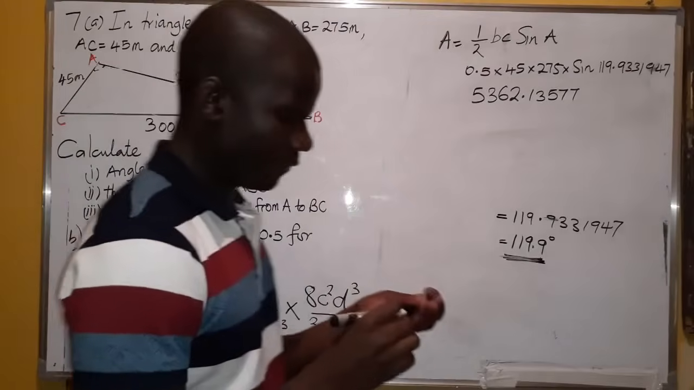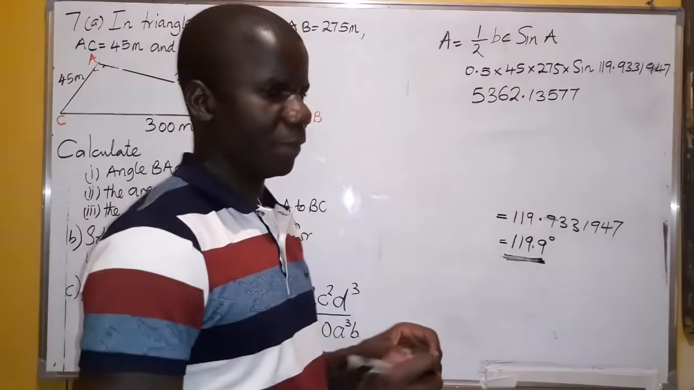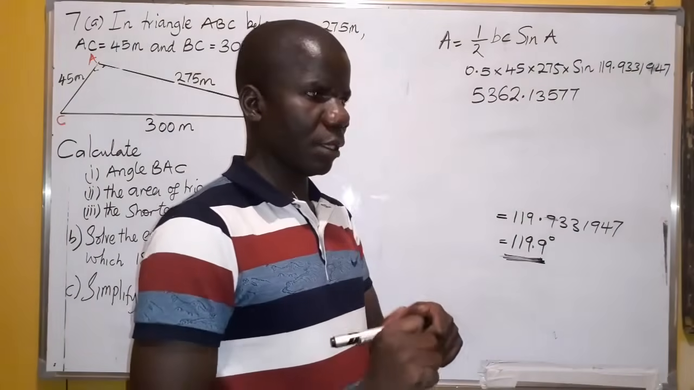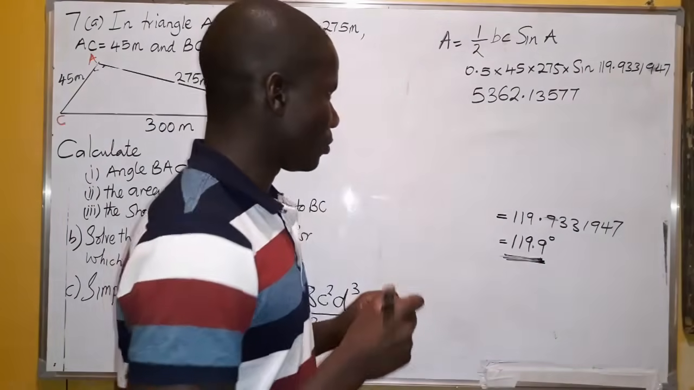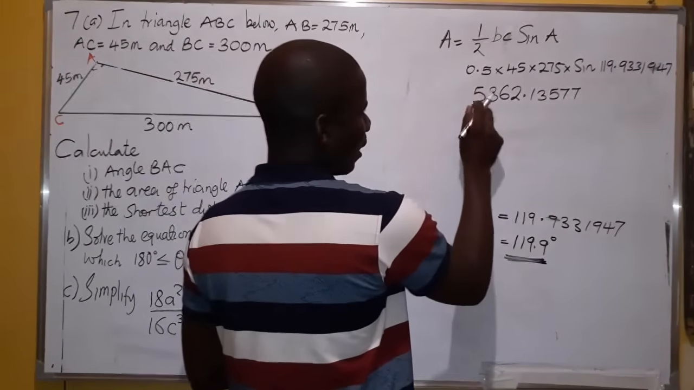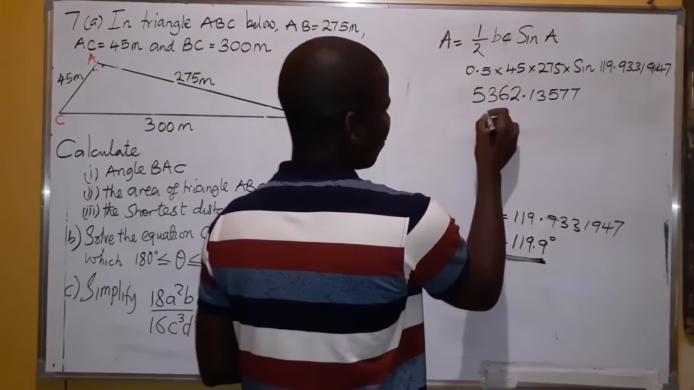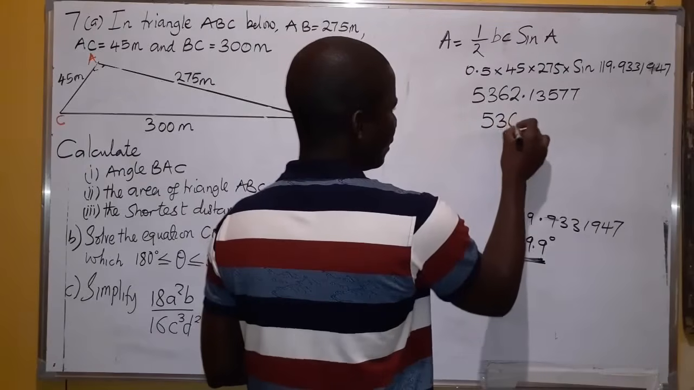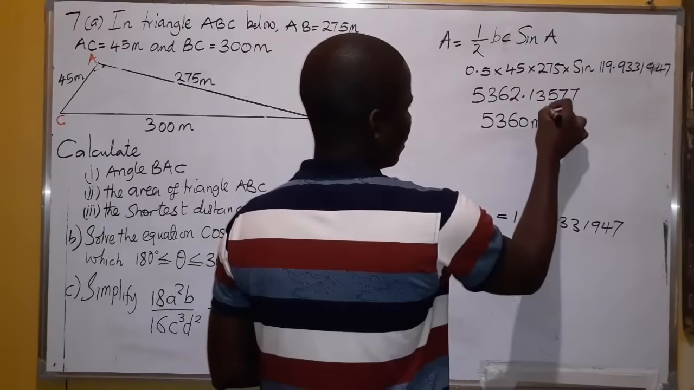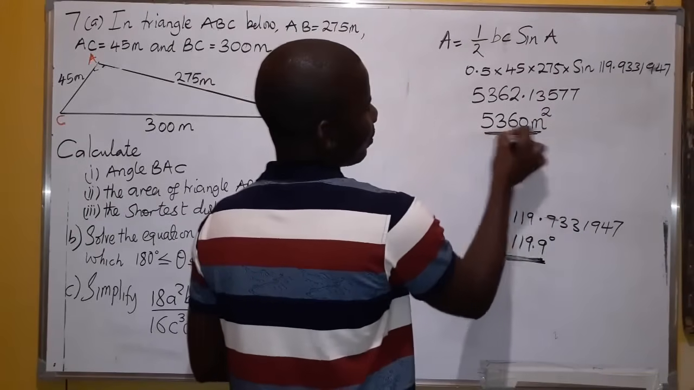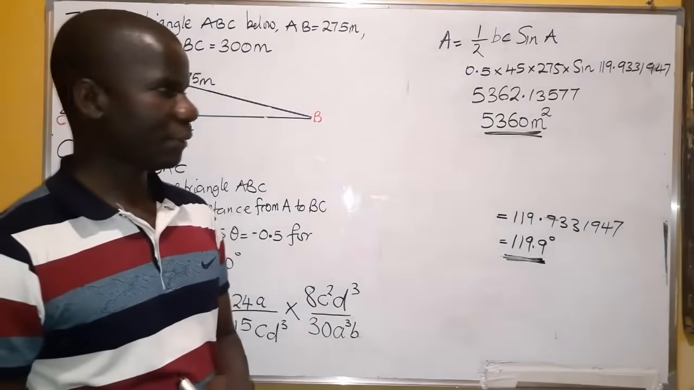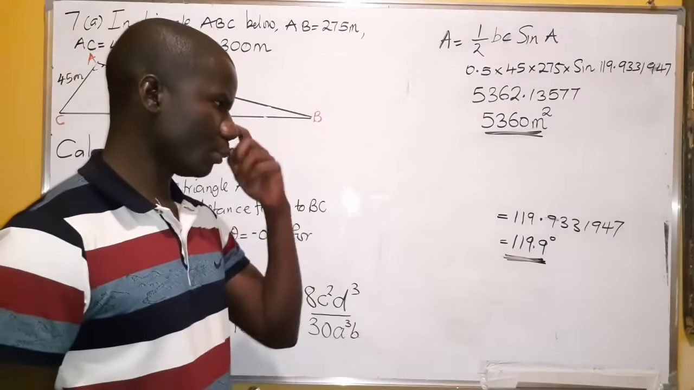So if again you read our instructions, such answers we need to round them to 3 significant figures. So for our final answer, we need to round this off to 3 significant figures. So we are 1, 2, 3. So we're going to have 5360 meters squared. This is the answer that we are going to submit.